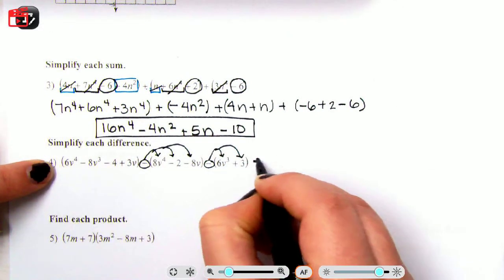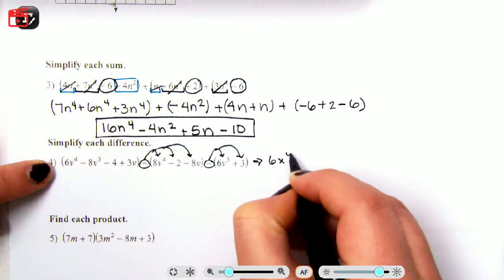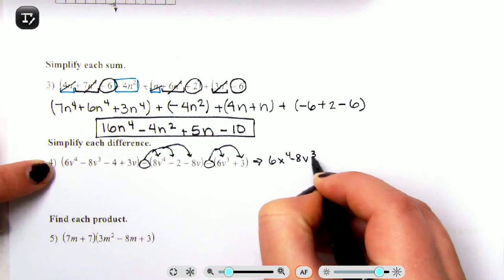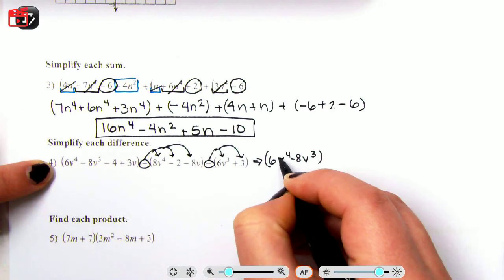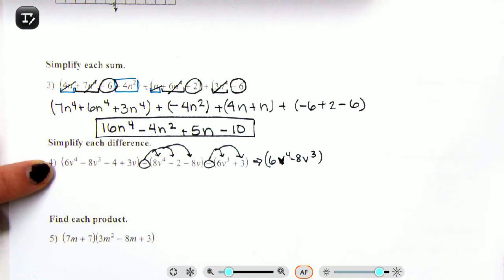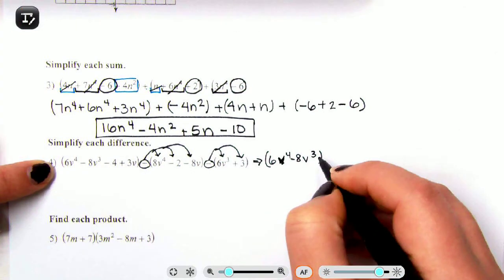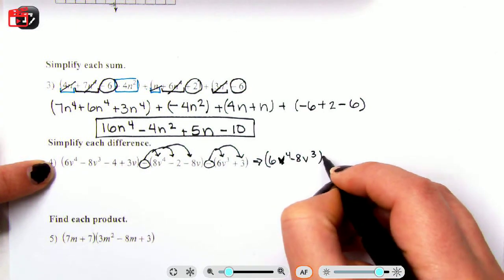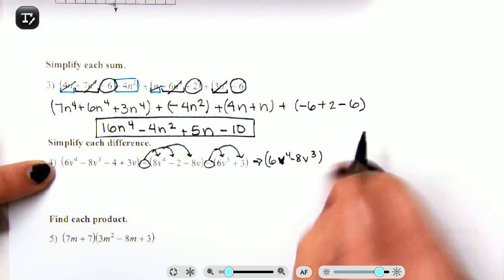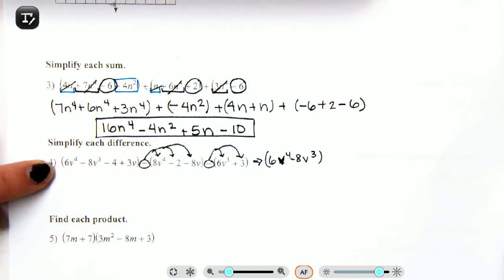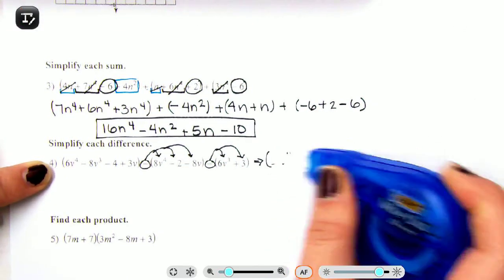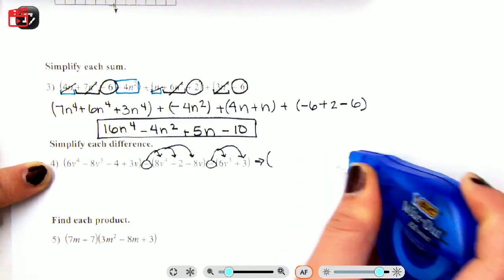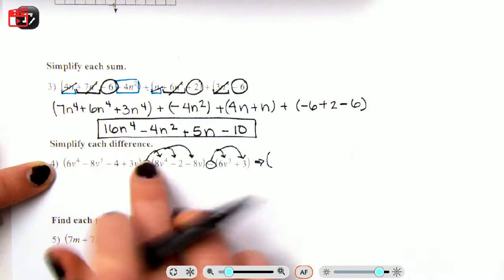So I have 6x to the 4th minus 8v. Oh, I said x. That should be a v. Let's see if I can save it. There you go. 6v to the 4th minus 8v cubed. I put a parentheses here. There shouldn't be a parentheses, so let me get rid of that. Let me start over because that one looks messy and it's giving me anxiety. So I'm going to restart. I'm just going to copy this one down.